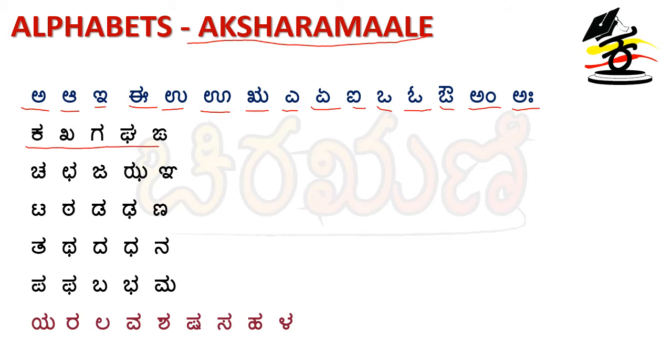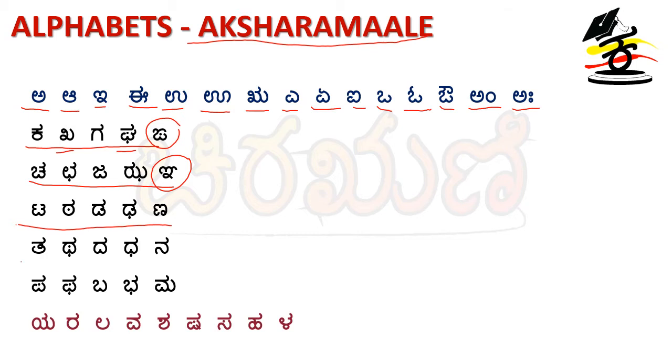It is the ka, kha, ga, gha, nga. This is nga; you have to pronounce it with your nose. And this series is the cha series. Cha, chha, ja, jha, nya, and this is nya. Fine. And this series is the ta series. Ta, tha, da, dha, na.